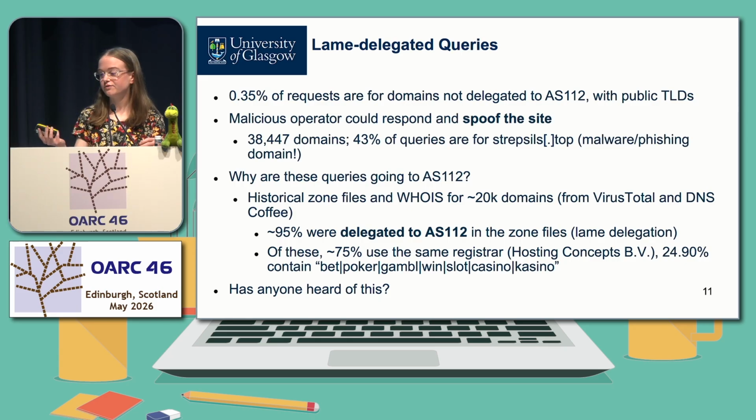And I found that 95% of them were delegated to AS112 in the zone file. So either the owner of the domain or maybe the registrar set up the zone file to have this lame delegation to AS112. And 75% of these use the same registrar called Hosting Concepts BV. And a quarter contains sort of gambling-related words in the domain, like bestbettingsites.com or something like that. So I think maybe this is some kind of content filtering thing, or maybe a malicious attacker doing something. I don't really know, and I'd be interested if anyone has heard anything about this and has any hints on this.